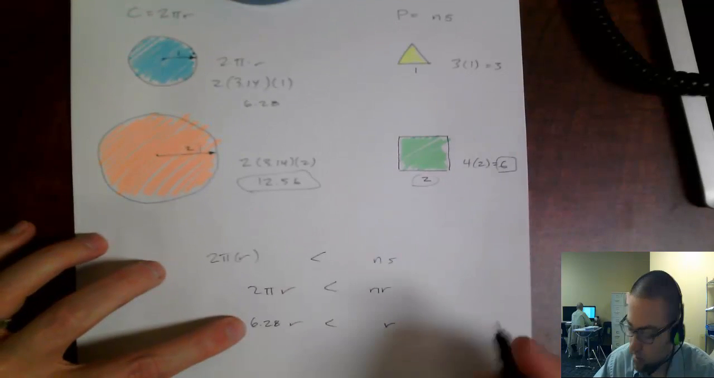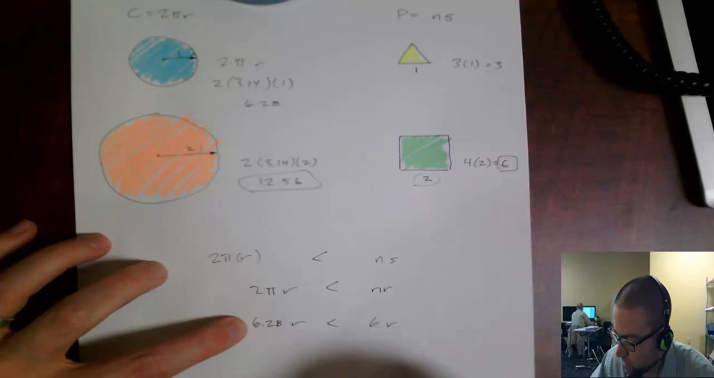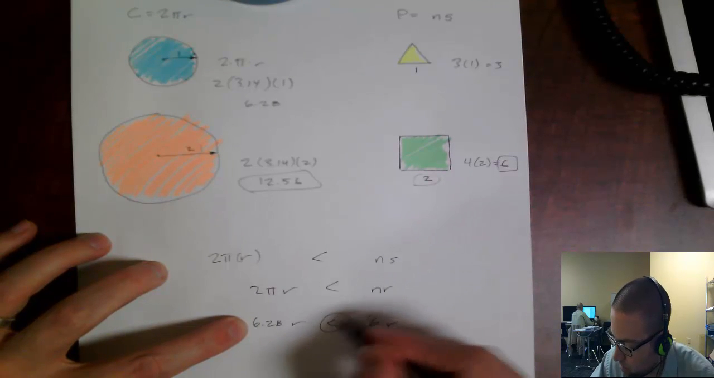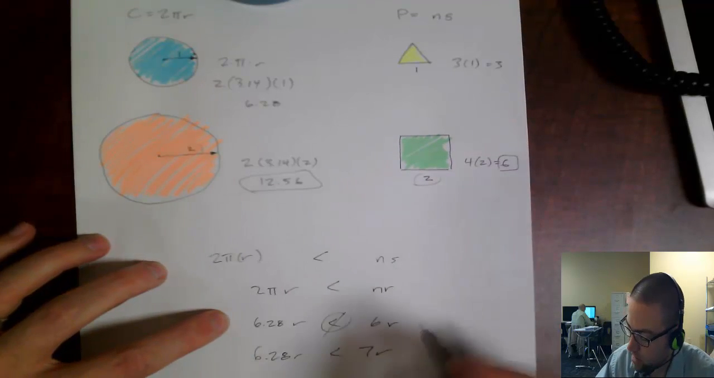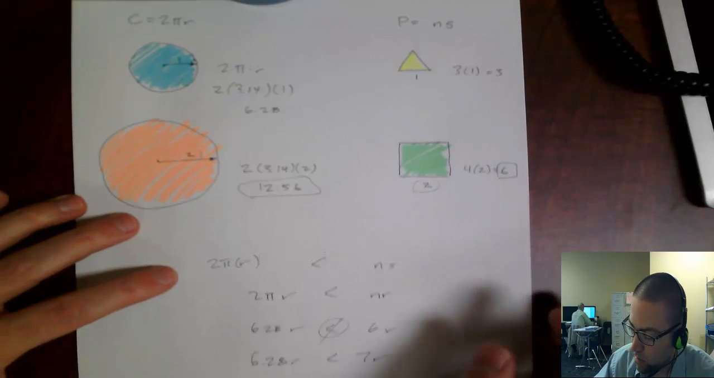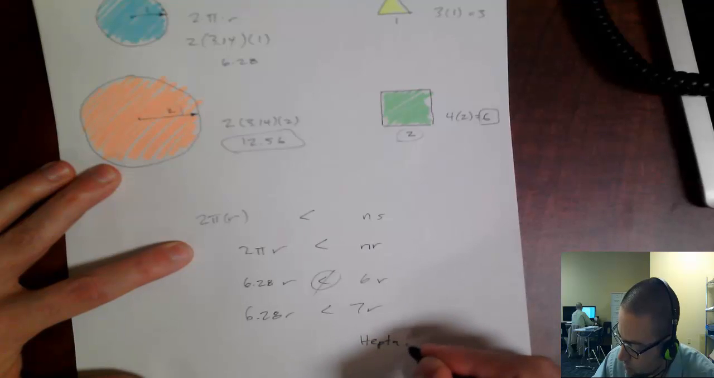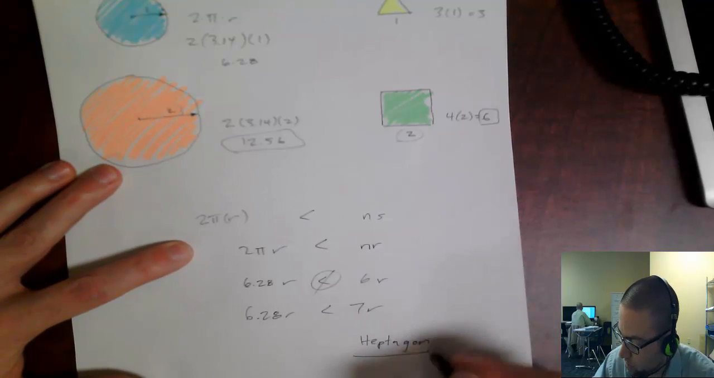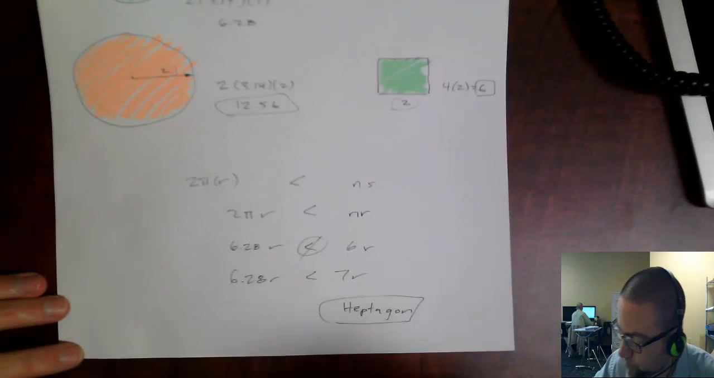That's the question, right? So that would be 7, right? If it was 6, it wouldn't be big enough, right? So that would not work. So 6.28r, when it gets to 7, that would be a 7-sided object, or what we call a heptagon. If you Googled that or knew, then congratulations, you got it.